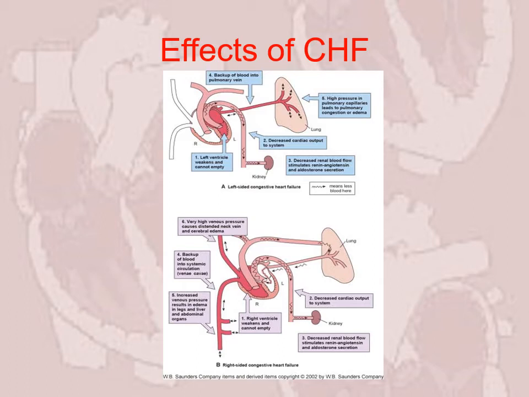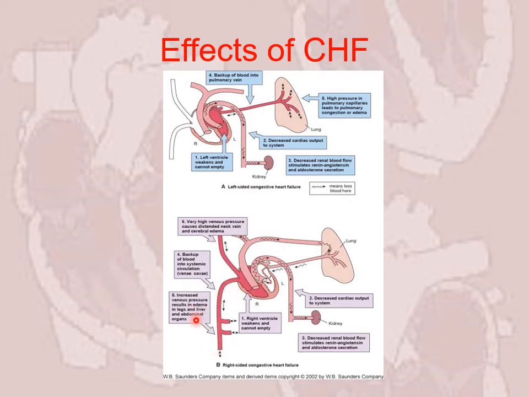Now, right-sided congestive heart failure. Here you have the right ventricle that's weak and cannot empty. So decreased cardiac output to the system over time. This is going to affect the whole system. So decreased renal blood flow stimulates renin, angiotensin, and aldosterone secretion again. Backup of blood into the systemic circulation, so back into the vena cava, where it's coming from.